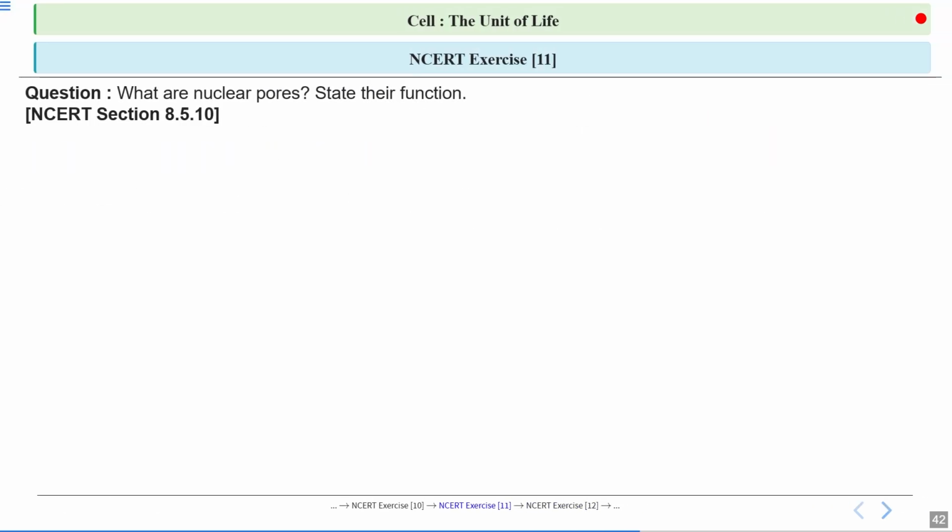Next question: what are nuclear pores? And you have to state their function. What is the function of nuclear pores? So let's have a look at the answer.